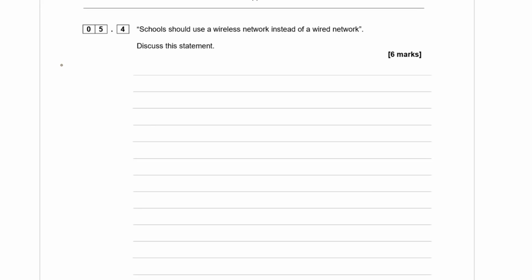The next part is a 6 marker, and we've got to discuss this statement, which is: schools should use a wireless network instead of a wired network. And a discuss question is always interesting. You've got to be very, very wary of what this means.